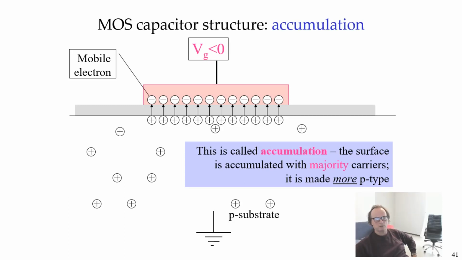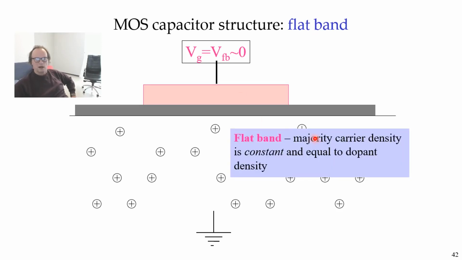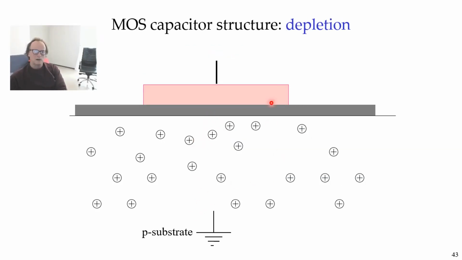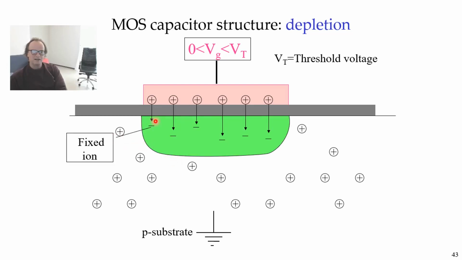The surface is accumulated with majority carrier. It's made more P-type. And then you have a flat band situation where the gate voltage is around 0 volts relative to the substrate. And the majority carrier density is just constant here, and it's equal to the dopant density. And now you have a very important region for subthreshold, which is called depletion. You can imagine what that is. You're pushing away these holes here by making the gate voltage positive, but not too positive, less than the threshold voltage, putting some positive charge on the gate. That pushes away these mobile holes here and leaves behind only the negative fixed ions.